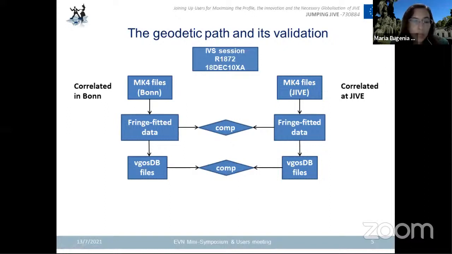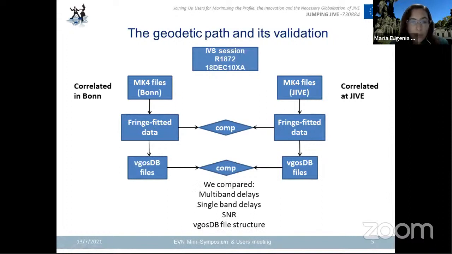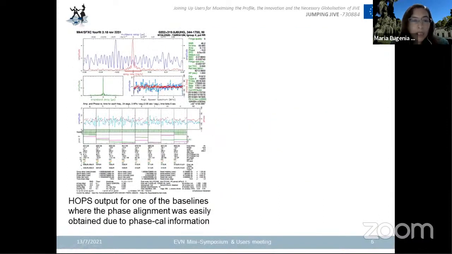So they provided everything, and the people at JIVE reproduced everything with their correlator, the Mark4 files. We fringe fitted the data, and we produced the vgosDB files, in this case in Bordeaux. And we compared the outputs at the level of the multiband delays, single band delays, the SNR, and the whole vgosDB file structure. Then we obtain the more standard plot.